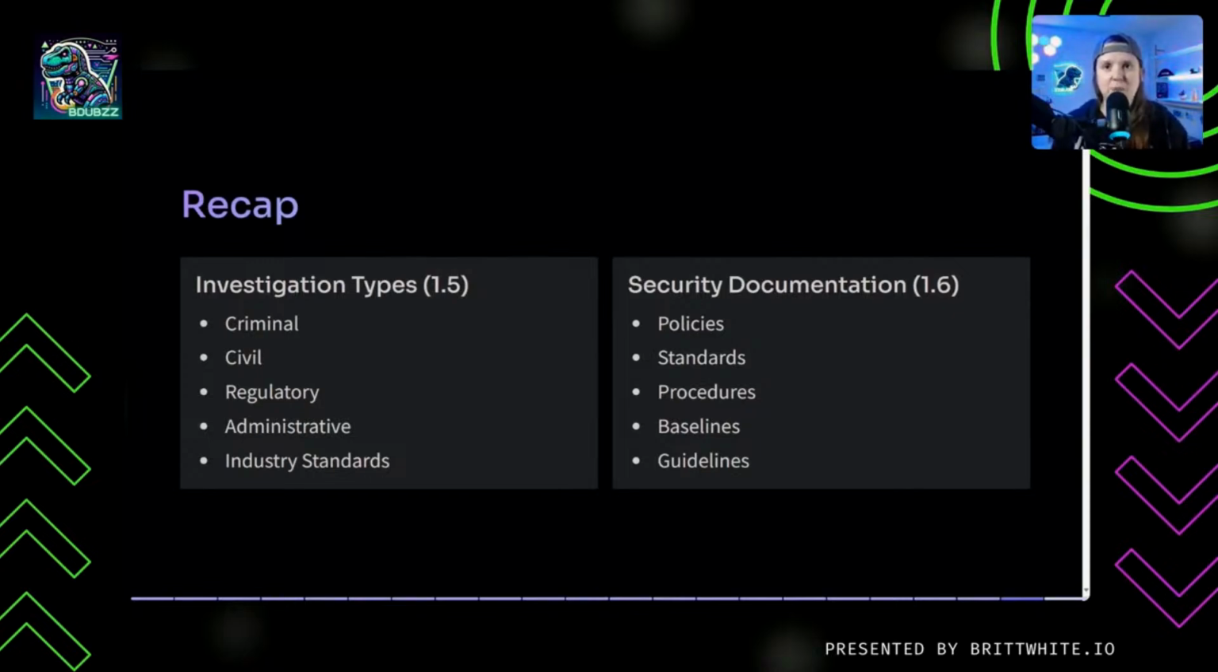And then we covered Objective 1.6, develop, document, and implement security policies, standards, procedures, and guidelines. Your security documentation, this is your policies that are high-level security directives. Your standards are specific mandatory requirements. Your procedures are the detailed step-by-step instructions. And baselines are your minimum security requirements. Those guidelines, those are just recommended best practices. These foundational concepts are crucial for understanding how organizations handle investigations and structure their security documentation hierarchy.